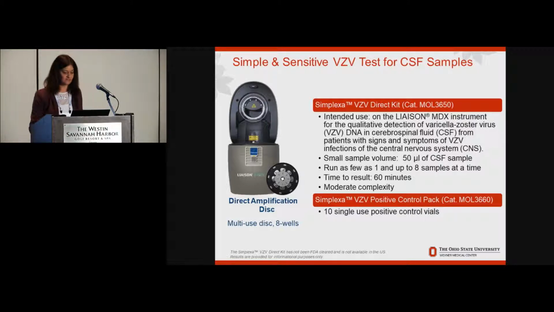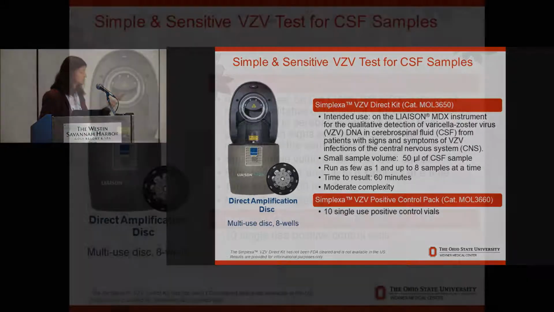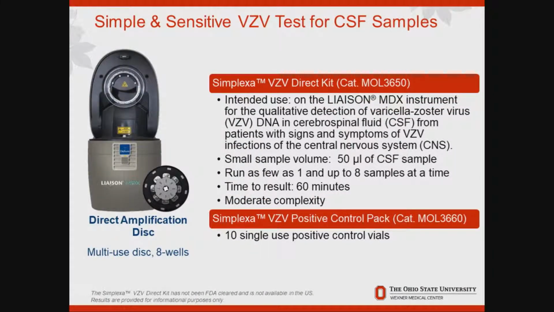In this case, it's VZV. So it's an efficient system requiring a very small volume, which is 50 microliters of CSF sample in this case, running anywhere between 1 to 8 samples. So again, very targeted testing, no wastage, which is really nice for me to see because there are some assays where we do end up wasting reagents because we are not able to utilize the whole assay, but not in this test. It takes about 60 minutes to get a result for the VZV, and it's classified as a moderate complexity test.